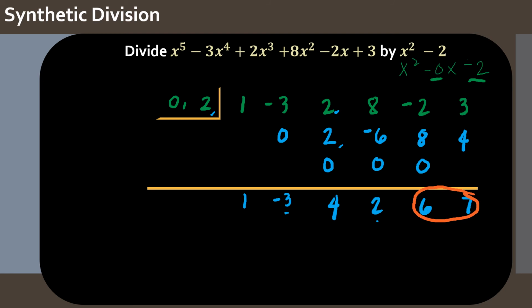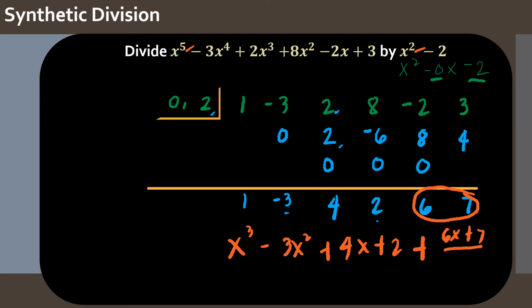Okay, paano naman natin lalagyan yan ng ating variables? Kung papansin natin, ang dividend natin ay raised to 5 at ang divisor natin ay raised to 2. Pag i-divide natin ang first terms nila, subtract natin ang exponent. So, 5 minus 2 is equal to 3. Kaya, sa final answer natin, ang ating variables ay magsisimula sa x raised to 3 minus 3x squared plus 4x plus 2 plus our remainder, 6x plus 7 over the divisor, x squared minus 2.